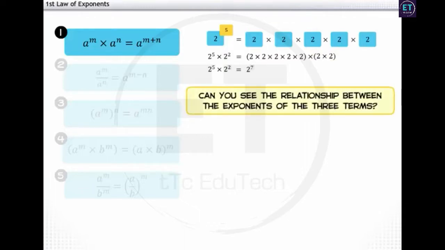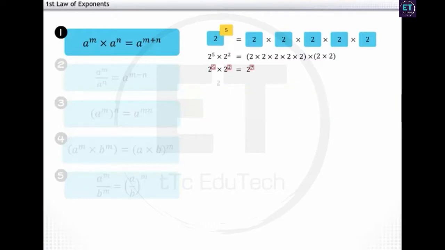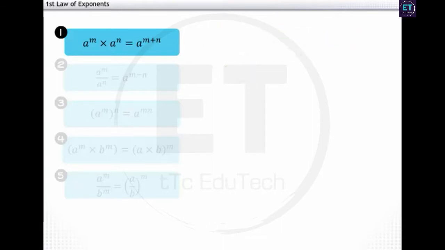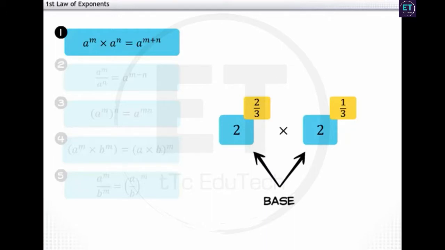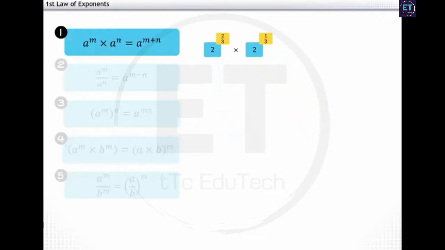Can you see the relationship between the exponents of the three terms? Yes. The exponent 7 is equal to the sum of 5 and 2. Let's consider another example. Here, we have two terms with the same base 2, with exponents 2 upon 3 and 1 upon 3. Now, let's simplify it.